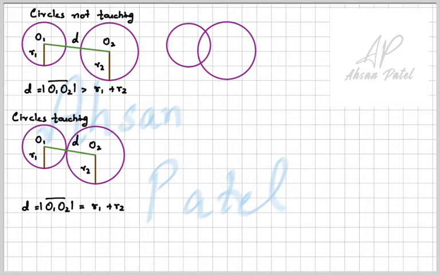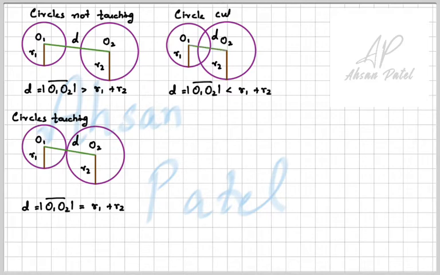Now in the given diagram, in the third case, we can see the circles are cutting at 2 points. Rather, we can say the circles are intersecting. So this is radius 1, this is radius 2. Now the centers are nearer than ever before. So now we can see the distance between the centers is lesser than the sum of the radii. So in the third case, the circles are cutting at 2 points.